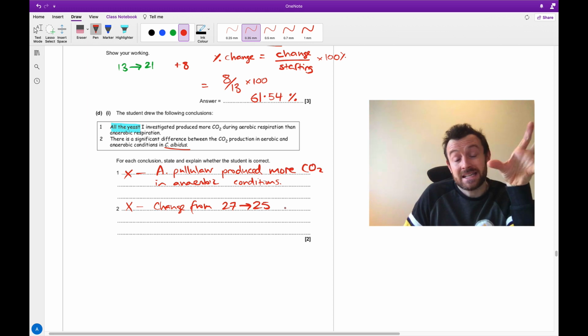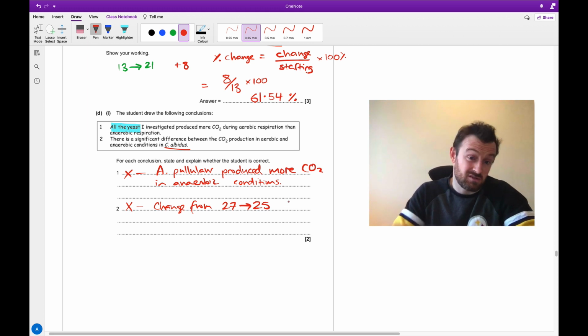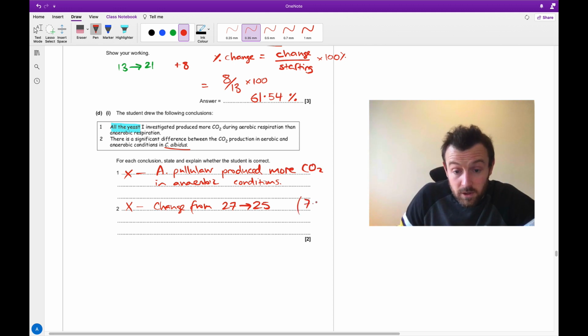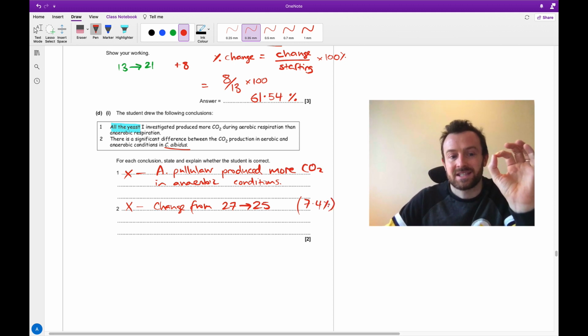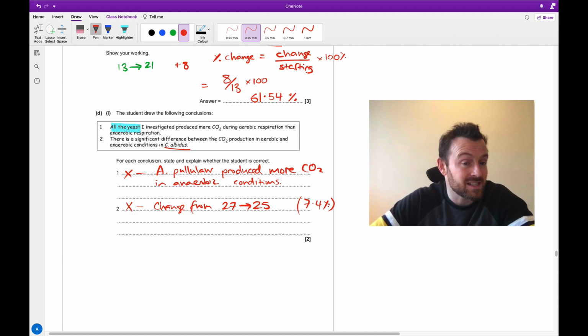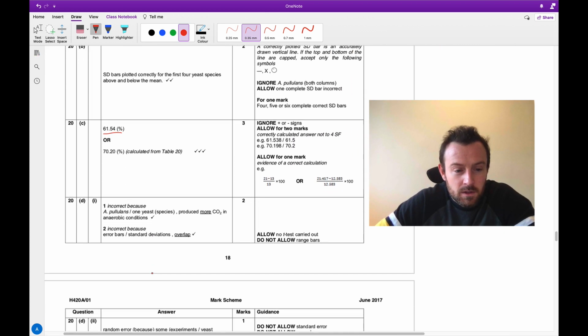We could calculate the percentage change, which would be 2, the change, divided by 27. Let's just do that real quick. 2 divided by 27 equals times 100. So that's only a percentage change of about 7.4%. And we don't know if it's significant. This is the key vocabulary. We can't tell if it's significant without doing a statistical test. So again, that conclusion is not correct. Let's check the mark scheme.